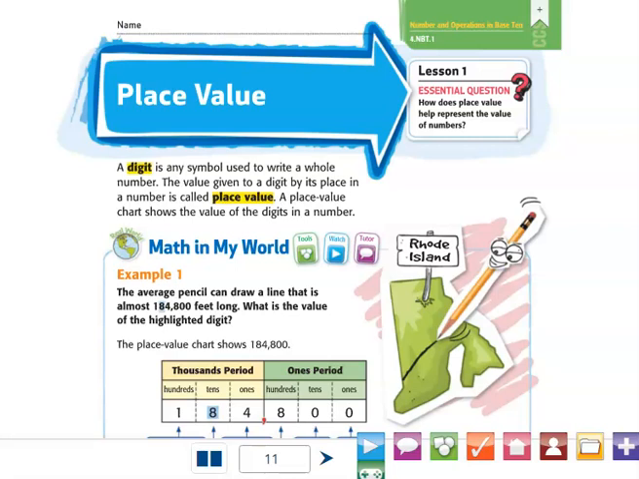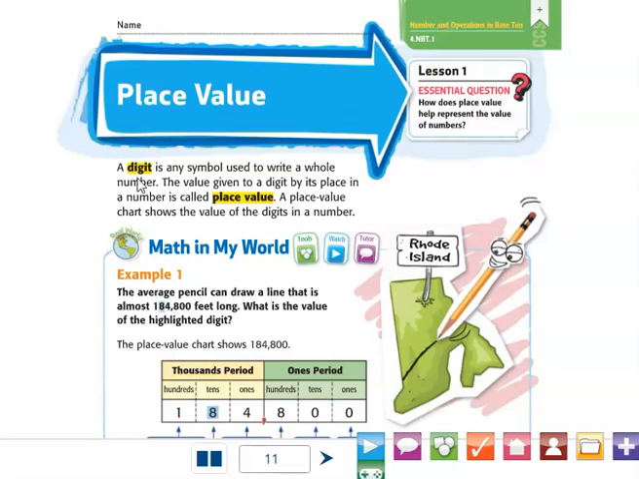So it's important to really make sure that you understand this as we move through, and it'll continue to be important in all of the activities we do with multiplication, division, and all the lessons we continue on through the year. So it may seem fairly basic, but it is very important. So our essential question, how does place value help represent the value of numbers?